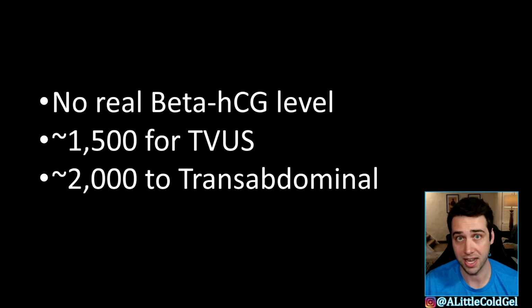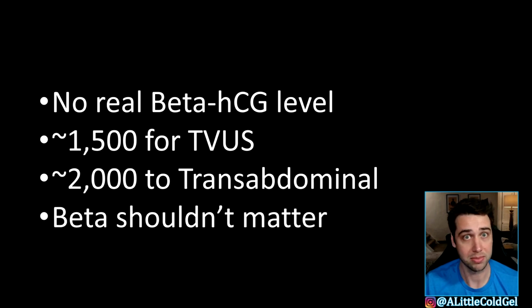And you can't really reliably rule out whether or not a pregnancy is intrauterine based on an ultrasound and a beta HCG level. So you really need to either see the pregnancy in the uterus or ectopically to say that it's definitively ectopic or intrauterine, and you shouldn't really be using beta HCG in that portion of your decision making. So when it comes down to it, beta shouldn't matter to you as an ER doctor.